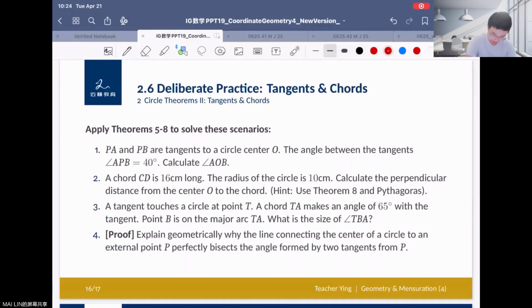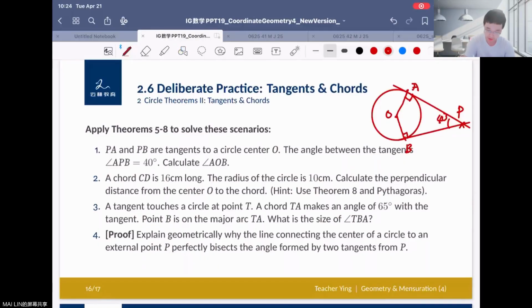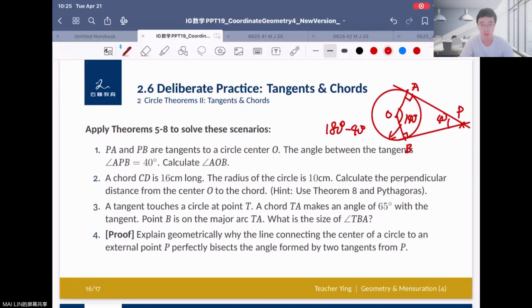We connect OA and OB, which makes 90 degrees. So angle AOB equals 180 degrees minus 40 degrees, which equals 140 degrees. That is the kite theorem we said before. That is the first problem.